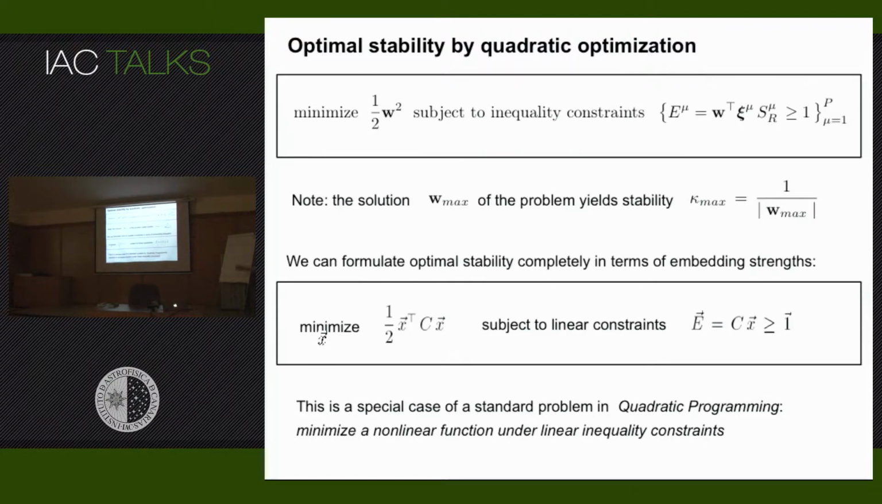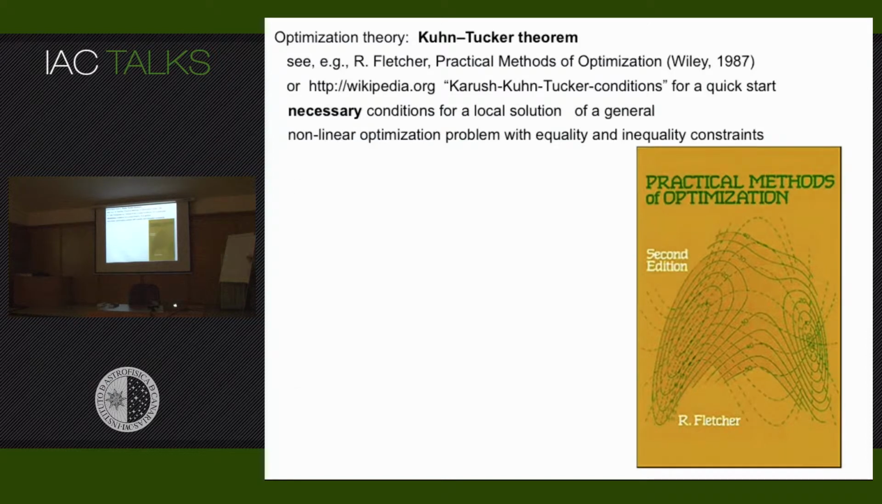Now this is a quadratic programming problem. It's a quadratic cost function. It has linear inequality constraints, so that's a bit unusual, but it's still a quadratic programming problem. Minimize a nonlinear function under linear constraints. And you can go to your favorite book on optimization theory, this is my favorite, but you can pick your own, and look up the theory behind it, and what you will come across, for instance, is the Kuhn-Tucker theorem. And normally I don't recommend Wikipedia, but in this case, for a quick start, if you look under Karush-Kuhn-Tucker conditions, you will find the necessary conditions for a solution to this optimization problem.